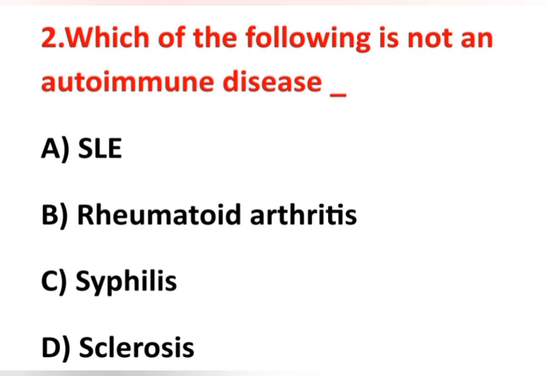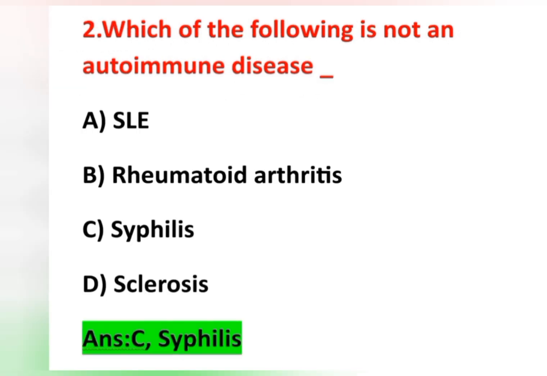Second question: which of the following is not an autoimmune disease? Options are option A SLE, option B rheumatoid arthritis, option C syphilis, option D sclerosis. The correct answer is option C, syphilis, which is a sexually transmitted disease caused by Treponema pallidum. Systemic lupus erythematosus, rheumatoid arthritis and sclerosis are examples of autoimmune disorders. Option C, syphilis, is the correct answer.